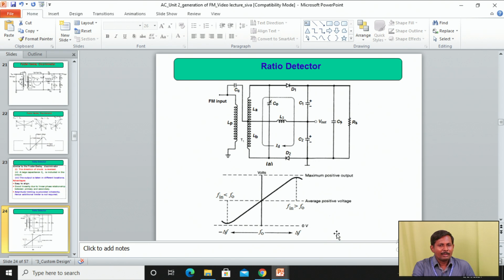This is the circuit diagram. In this ratio detector, look at the diodes D1 and D2, both are placed in the opposite direction. This is the major difference present in the ratio detector. It also produces the same characteristic curve compared to the Foster-Seeley discriminator.